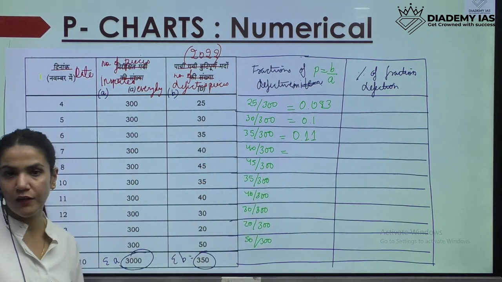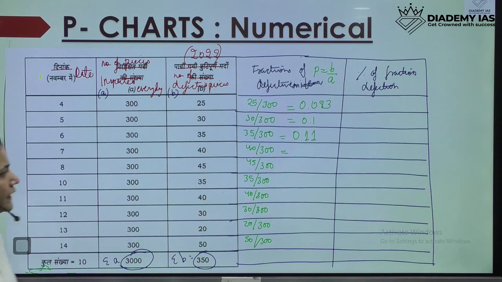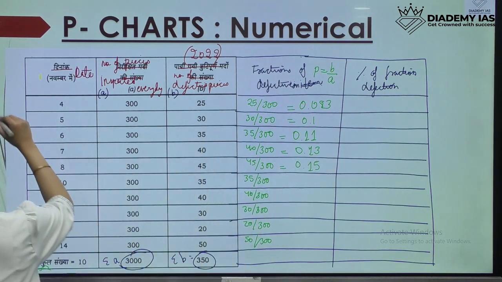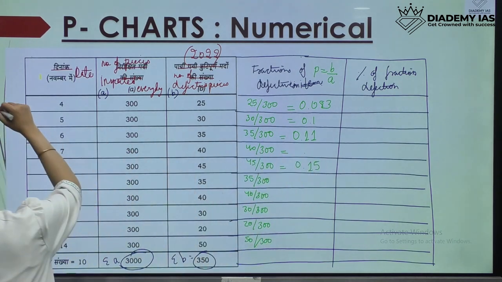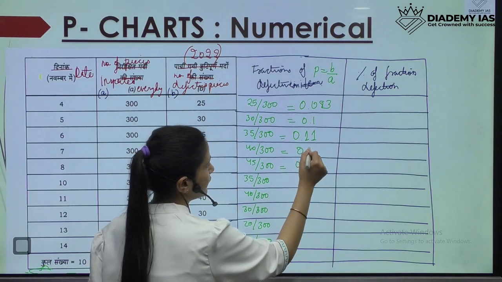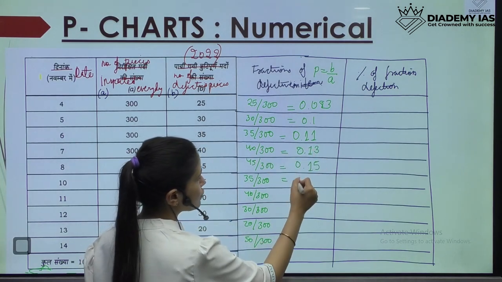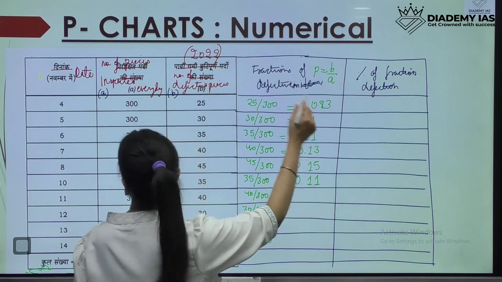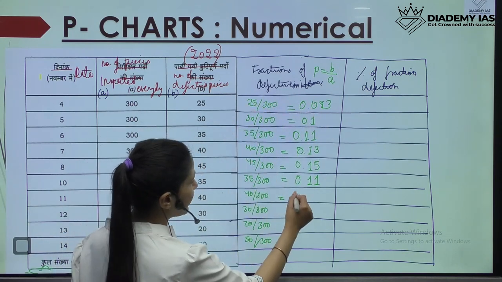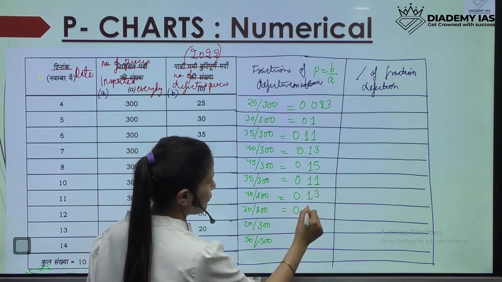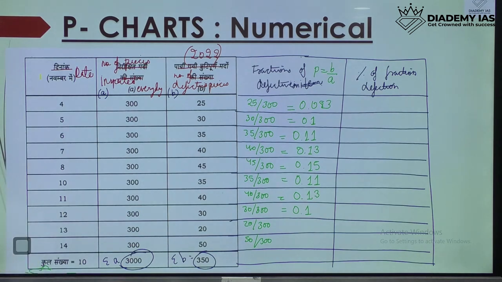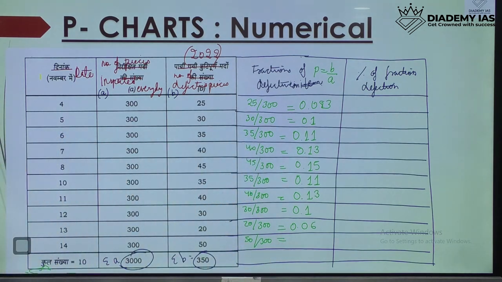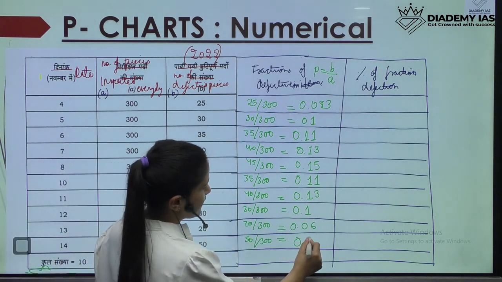Then for 40 upon 300, we have a value of 0.13. Then you have 0.15. Let me just write it clearly. Then 0.13. And 35 you have already calculated, so don't calculate it once again. Save your time, because time is money in your answer writing, right? And 40 upon 300 you have already calculated, 0.13. Then 30 upon 300 is also already calculated, 0.1. You can write it as 0.10 also. Then 20 upon 300, you have 0.06. Then here you have 50 upon 300, which comes out to be 0.16.